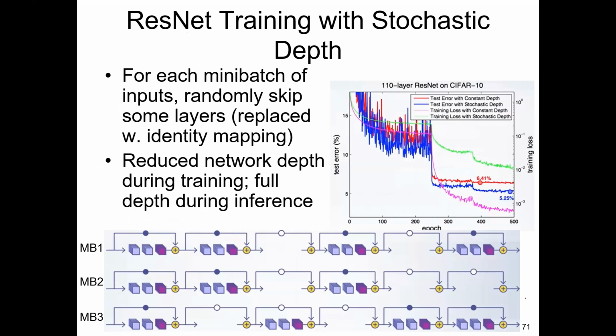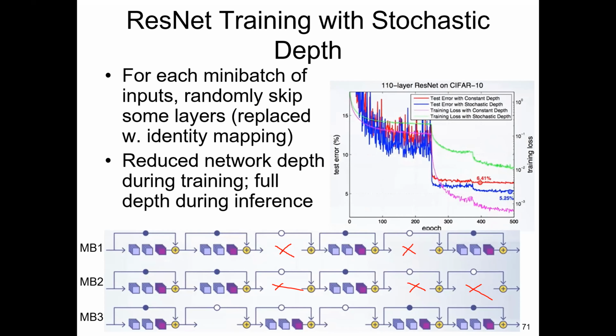So for ResNet training, they use stochastic depth. That is, for each mini batch of inputs, randomly skip some layers, replacing them with identity mapping, essentially cutting off certain layers. So for mini batch one, maybe you cut off these two layers. For mini batch two, you cut off these three layers, and so on. So it's random. By doing this during training, you are reducing the network depth to force the network to learn more efficiently with the skip connections. And during inference, you always have the full depth.